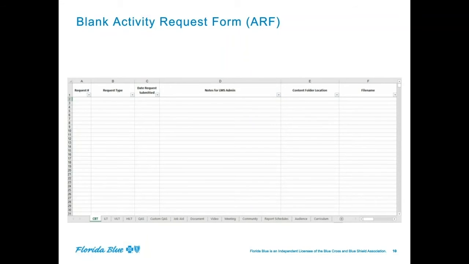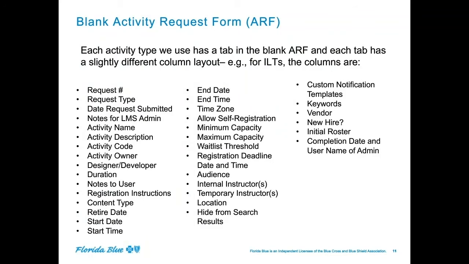But this is the blank activity request form for a CVT. This is where it starts for everybody. But to give you an idea of how much data we actually ask for, this is the column layout for an ILT. So name, description, owner, designer, developer, notes to user, content type, any new hire, custom notification templates, all these different pieces of information either we get from the person submitting the request, or, for example, the activity code, we develop the activity codes. So we generate that and add it to the form ourselves.